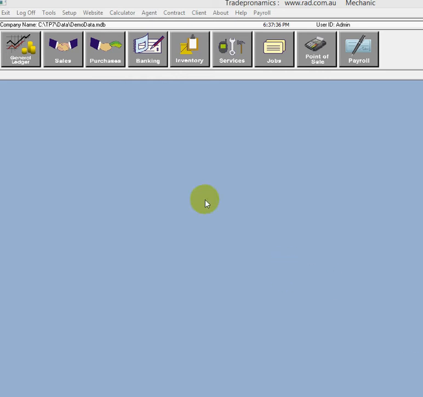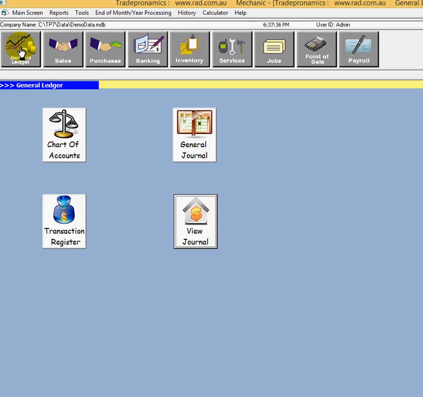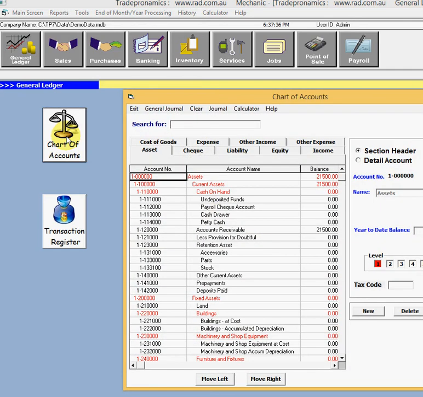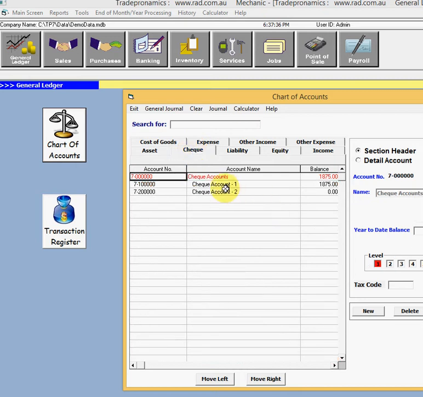Okay, end of financial year, Tradepronamics. So you go to the general ledger. What the end of financial year processing does is it affects the chart of accounts. In the chart of accounts, you have your assets, like your accounts receivables, for example, money owing to you. The end of year processing will not affect that, obviously. Anything in a check account, for example, that amount there will not be affected.